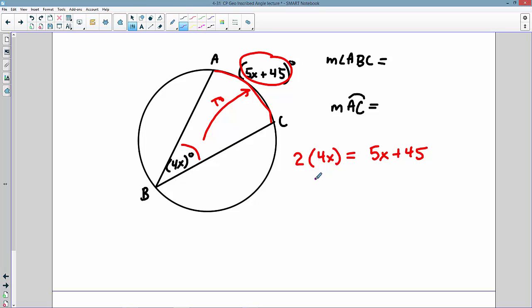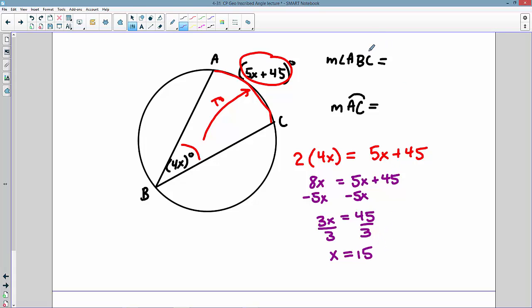Okay, so 2 times 4x is 8x. Remember, you're not distributing this 2. A lot of kids like to think they distribute the 2, but there's no plus or minus here. So you only multiply the 2 times the 4, equals 5x plus 45. Subtract 5x from both sides. Make sure you're showing your work here. When people don't show the work, that's when most of the mistakes happen. 3x equals 45. We're going to divide both sides by 3. And of course, x equals 15.